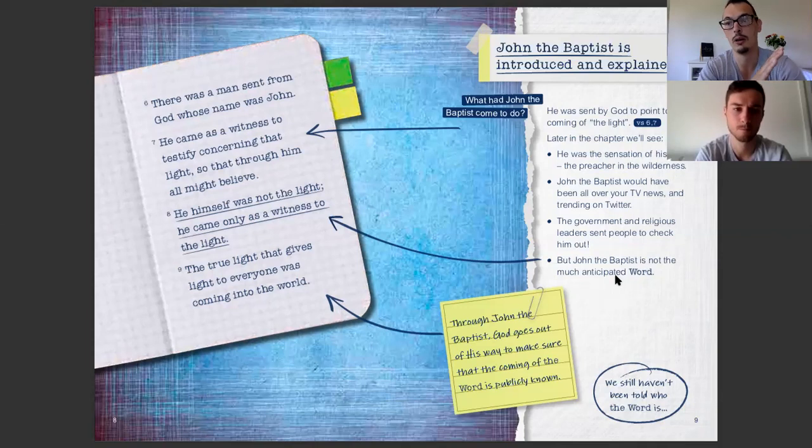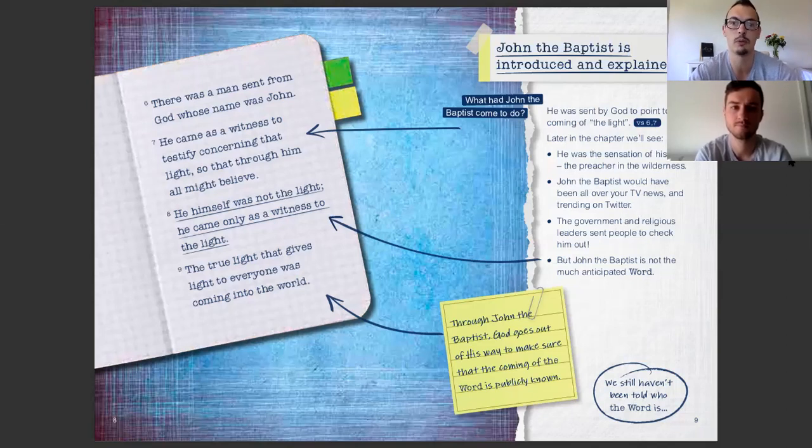All right, so our focus is shifting slightly here. We're now focusing on someone called John. This is a different John to the one who wrote the book that we're reading. This is somebody referred to as John the Baptist. So let's see what he had come to do. He was sent by God to point to the coming of the light.